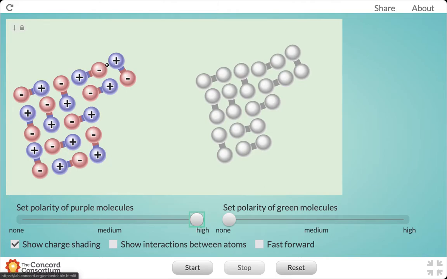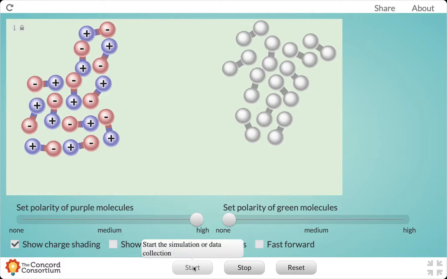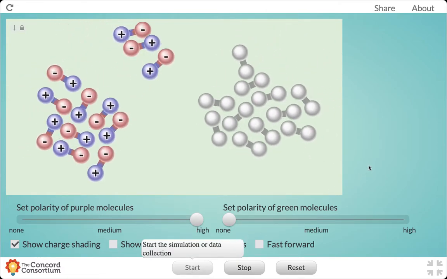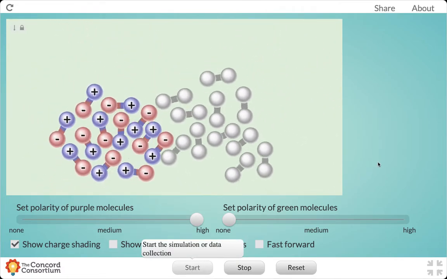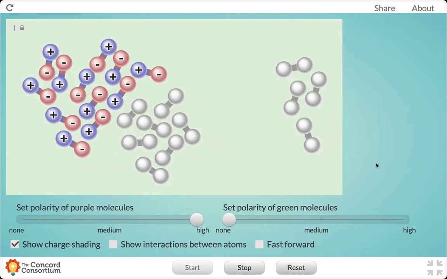So you can see that the particles here are lined up so that the opposite charges are close to each other. There's always a plus, then a minus, then a plus, then a minus. Those opposites like each other a lot. That's a strong attraction.